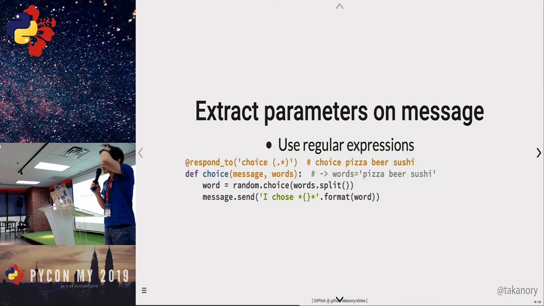And extracting a parameter from a message. I want to send a parameter to my bot. Then Slackbot handles the parameters with regular expressions. This is sample code. I send choice, like pizza, beer, sushi, and then the word is the parameter. This is a parameter. Okay, this is a sample.